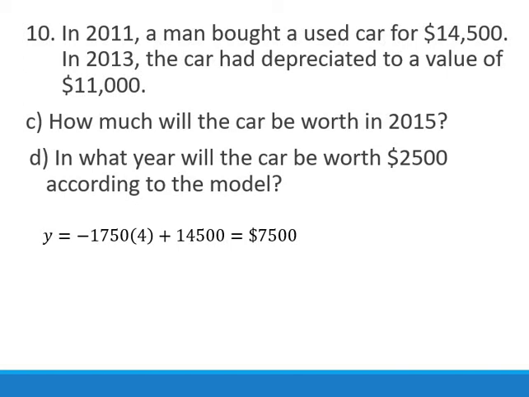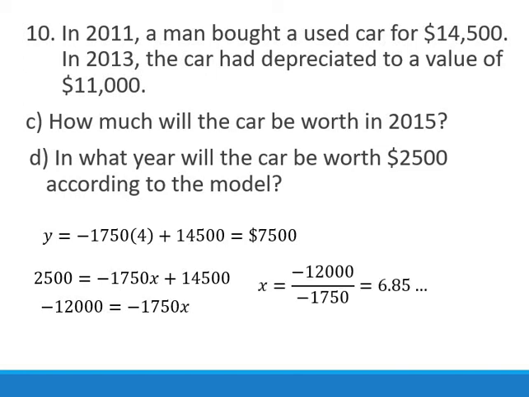Part D, if we follow this model, in what year will the car be worth $2,500 according to the model? That's the output of 2,500. We set that equal to our model that we found in part A, negative 1,750x plus 14,500. Subtract the 14,500 from both sides, we get exactly negative 12,000 is equal to negative 1,750x. Divide both sides by the slope, and you get 6 point something. We want to know in what year, so we add that to 2011. It's 2017 point something, so it would be in the year 2017.